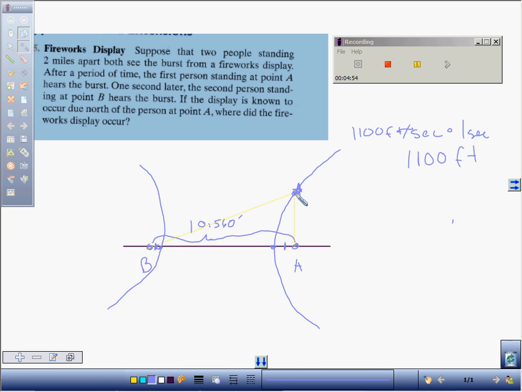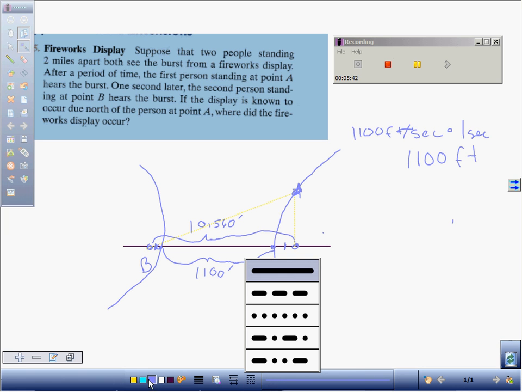So since this minus this is 1100, this minus this also has to be 1100. So this distance right here is also 1100 feet. See that? 1100 feet. It makes sense. Okay? And then if this whole thing is 1,000, really they're way closer. It's not to scale. Definitely not to scale. Okay?